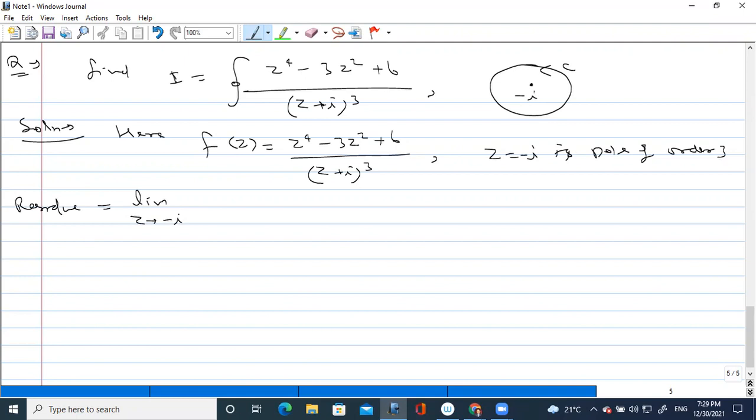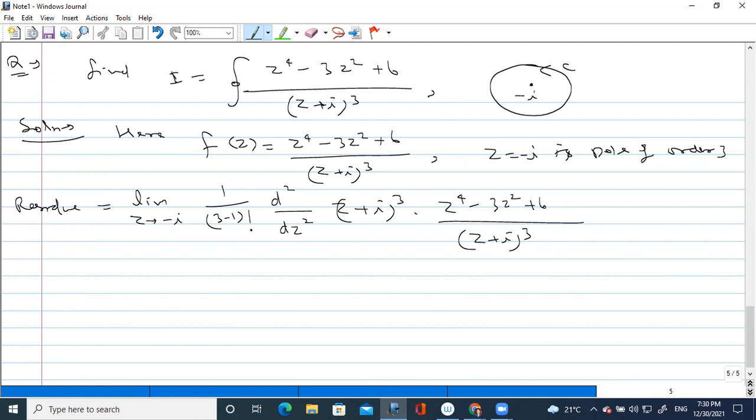limit z tends to minus i of 1 upon factorial (n minus 1). n minus 1 means 3 minus 1 factorial, into d to the power n minus 1, that is d to the power 2 divided by dz to the power 2. Directly I am doing it, you can remember it, okay, into (z minus z0) to the power n. z0 is minus i, so z minus z0 will be z plus i to the power 3, into f(z). f(z) is this complete: z to the power 4 minus 3z square plus 6 divided by (z plus i) to the power 3. So this cancels with this.